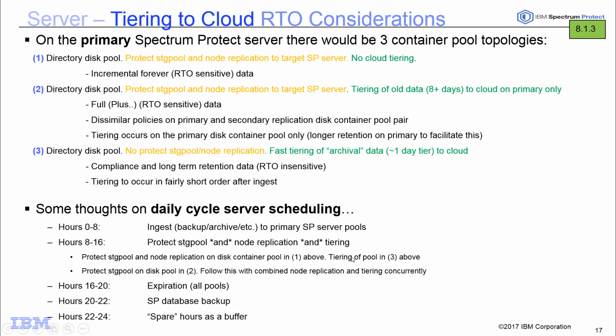And at that same time, you could have the tiering of the insensitive data occurring. Protect storage pool of your second disk storage pool occurring, following that with the node replication and the tiering occurring at the same time. And then the rest of the day would be filled with expiration, your Spectrum Protect database backup, and then a couple spare hours as buffers in case restores or other operations had interrupted the cycle.